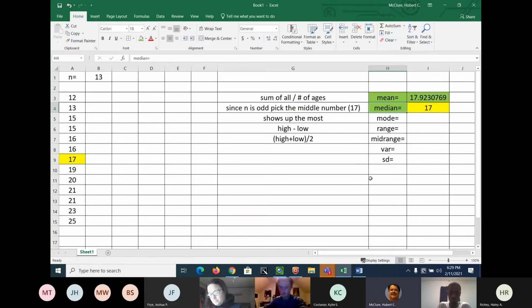While y'all are working on that, what number shows up the most? 15, 16, and 21. So you go over here and you say 15, comma, 16, comma, and 21.